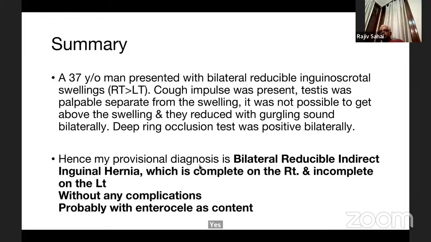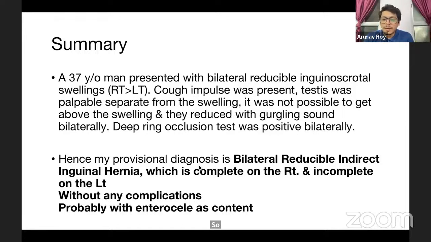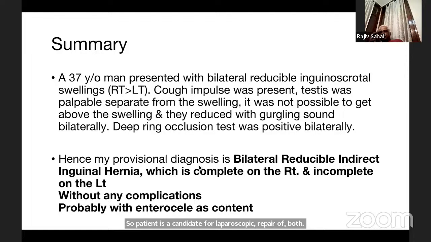Okay. Yes, sir. So he says, okay, surgery. What surgery will you do for this guy? Sir, the patient is a candidate for laparoscopic repair of both hernias in a single setting.